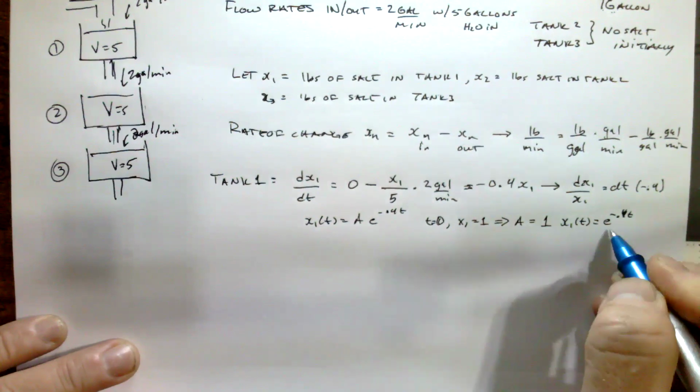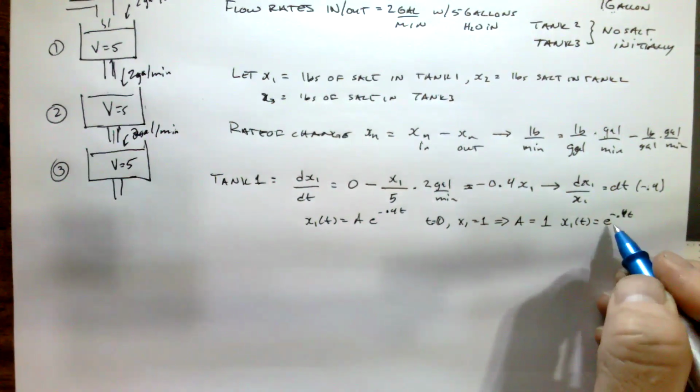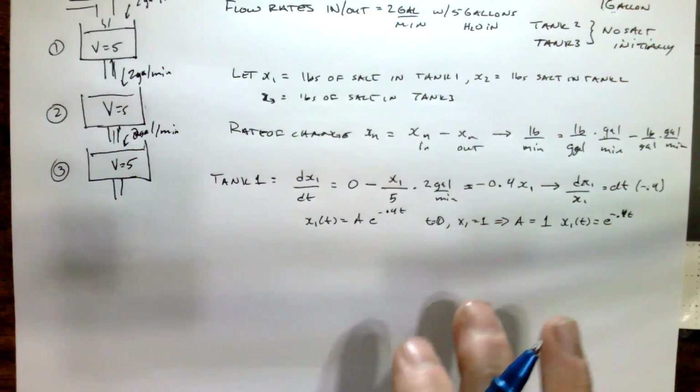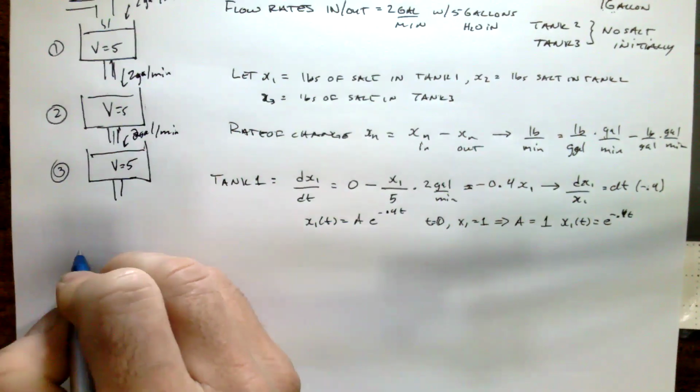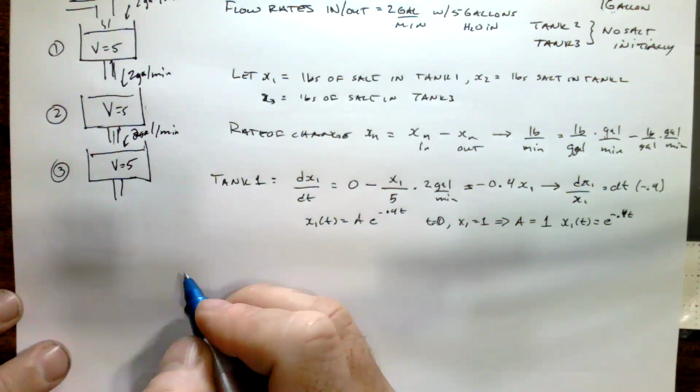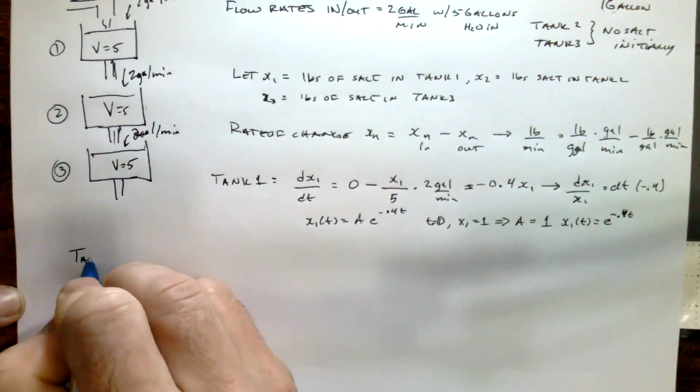That shows how the amount of salt is decreasing in time, which then starts a cascade of results. Pretty straightforward. So let's look at tank 2 now.